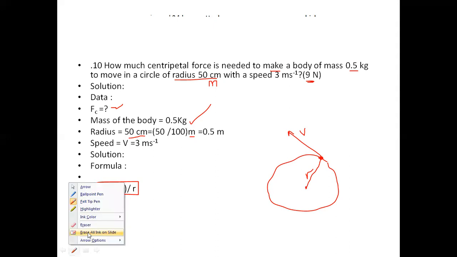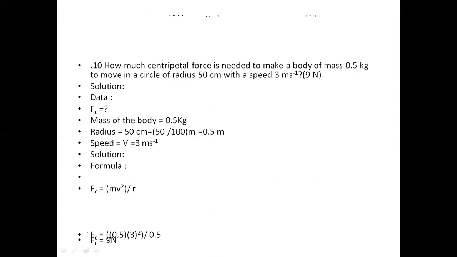Now we have all the values, and putting the values in the same formula, we get the mass equal to 0.5, the velocity we have to take the square of, which is 3, divided by r, which is 0.5. So this 0.5 and this 0.5 cancel out. We take the square of 3, we'll get 9 Newton. And this is how we can solve all the questions of the chapter dynamics.